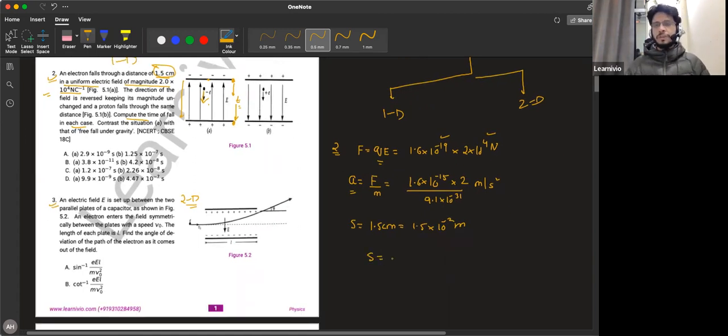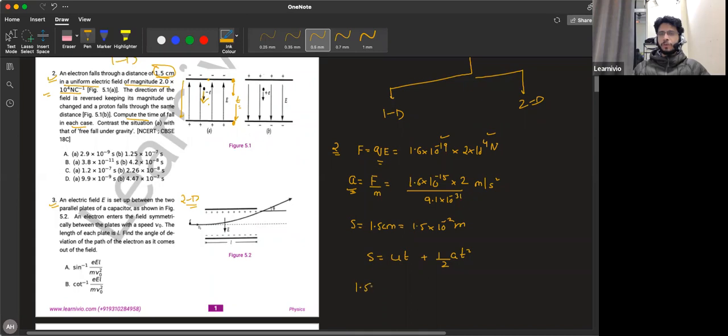The equation is this: S is ut plus half at square. You can use this equation. Why are we using this equation? It's because acceleration is constant. Acceleration is not variable, it's a constant acceleration. So what you can do, just substitute the values here.